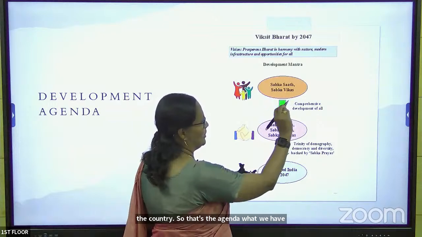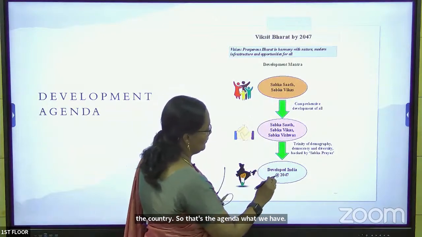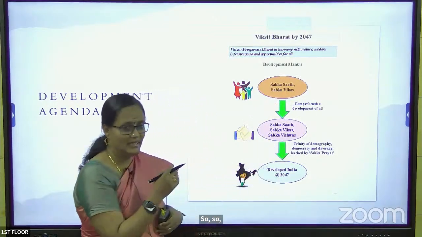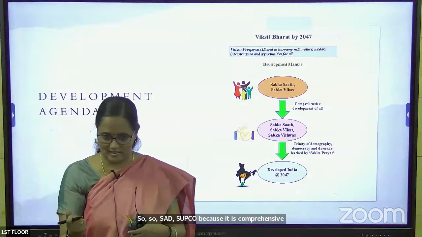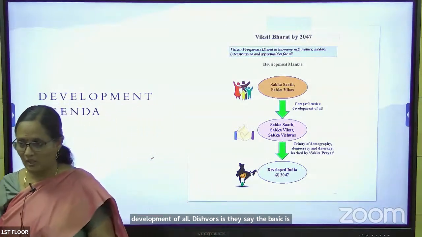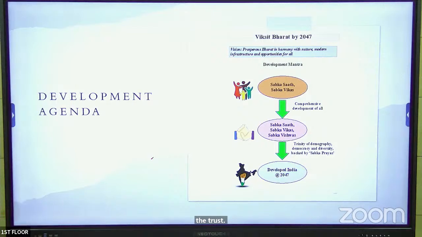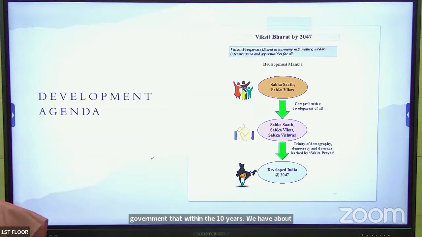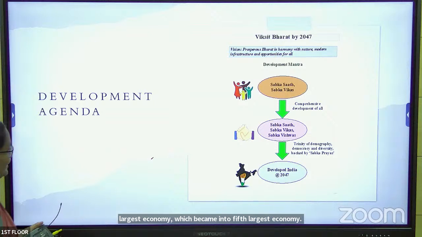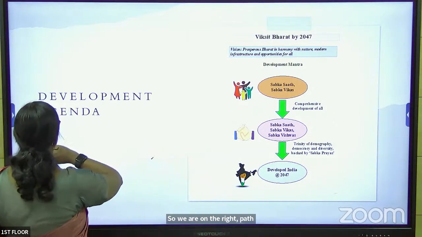So Sabka Saath, Sabka Vikas is comprehensive development of all. Vishwas is, they say the basic is the trust, right? And there is also yet another major claim by the government that within the 10 years, we were the 10th largest economy, which became the 5th largest economy. So we are on the right path of development.